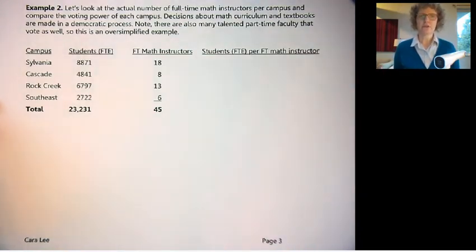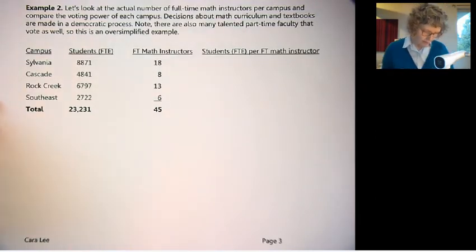The math instructors all get together in the Math SAC, or Subject Area Committee, and it's a democratic process. So we vote on curriculum, textbooks, things like that. And we also have a lot of part-time faculty who vote, so this is kind of oversimplified, but I want to do an example where we calculate the voting power.